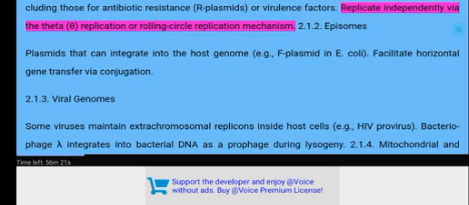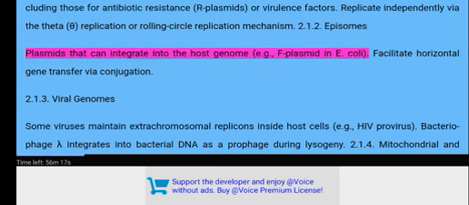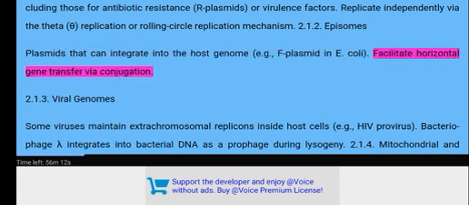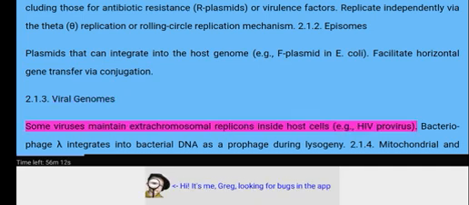Replicate independently via the theta replication or rolling circle replication mechanism. 2.1.2. Episomes. Plasmids that can integrate into the host genome, e.g., F plasmid in E. coli. Facilitate horizontal gene transfer via conjugation. 2.1.3. Viral genomes. Some viruses maintain extrachromosomal replicons inside host cells, e.g., HIV provirus.